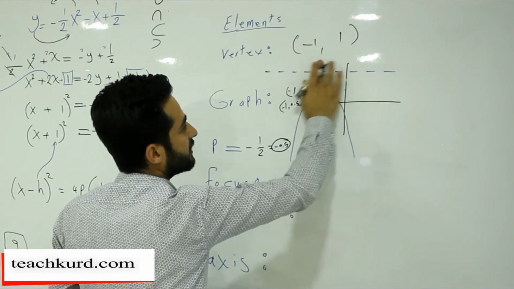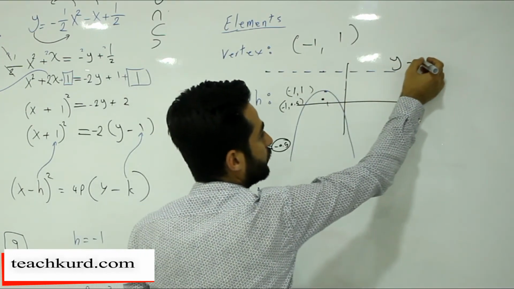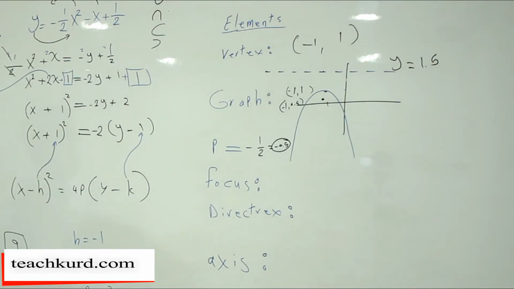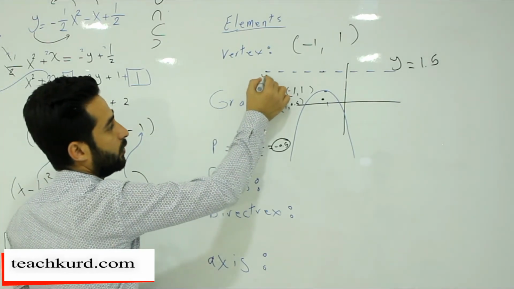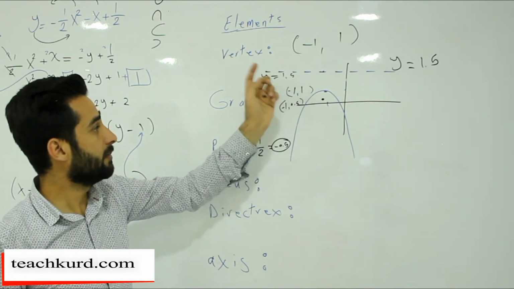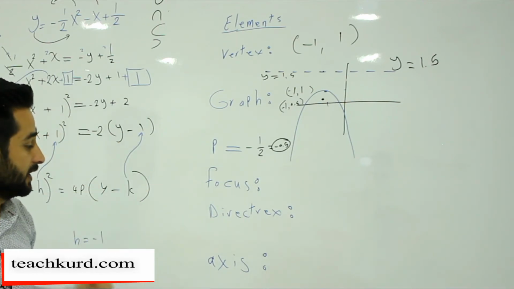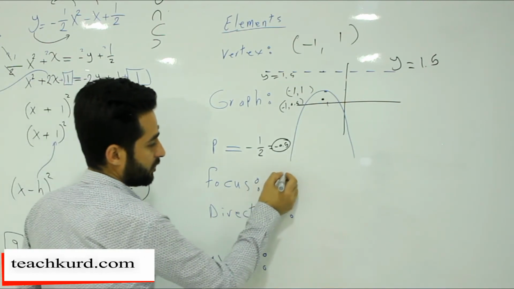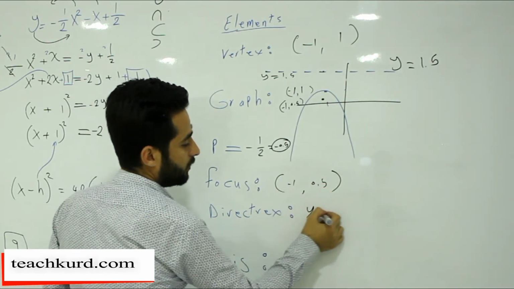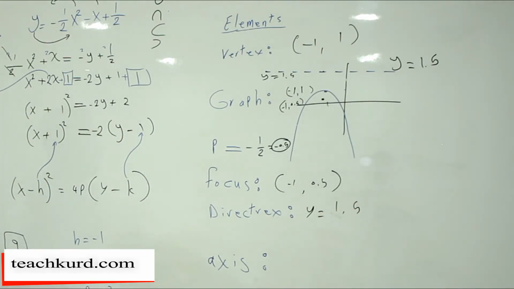So we can clean this. y, because it passes through y, is equal to what? 1.5. This is the directrix. y is equal to 1.5. Why do we call this y? Because the line is passing through y, or it is horizontal. Now the last one, let me write this down: minus 1 and 0.5, y is equal to 1.5. And then the axis, how can we find the axis?